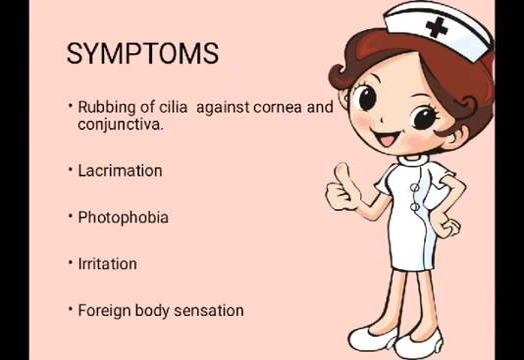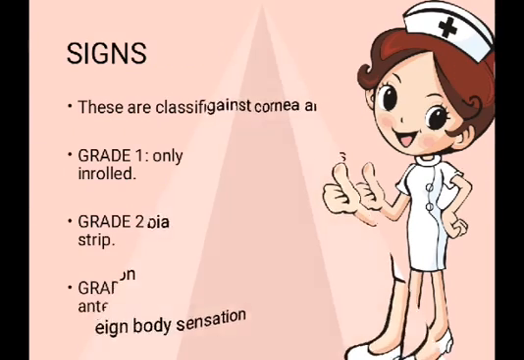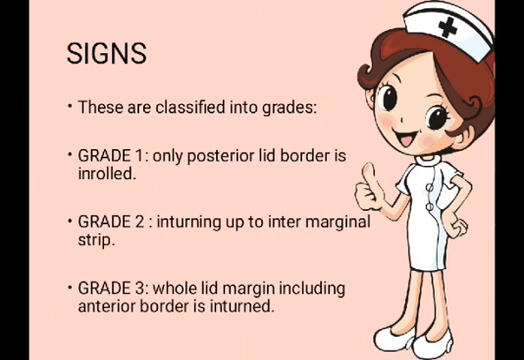Symptoms: rubbing of cilia against the cornea and conjunctiva. Cilia are the eyelashes or the hair particles which rub against the cornea and conjunctiva when we close or open our eyes. They get rubbed again and again. Lacrimation, over secretion of tears from the eyes. Photophobia, discomfort while looking at light. Irritation occurs, and foreign body sensation occurs in our eyes. These are the symptoms. Now signs.